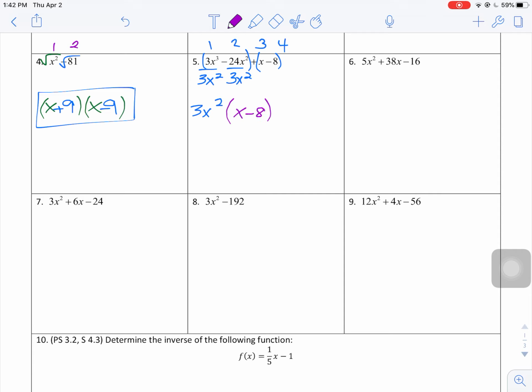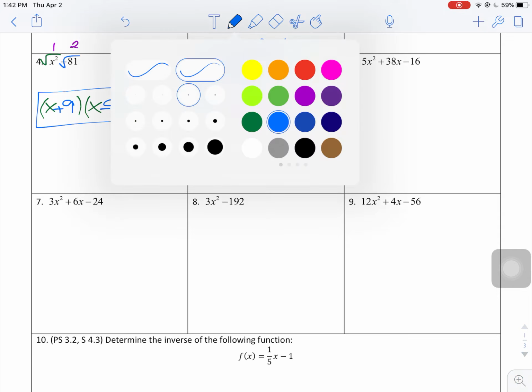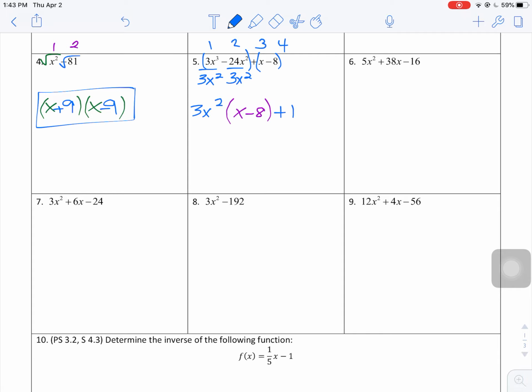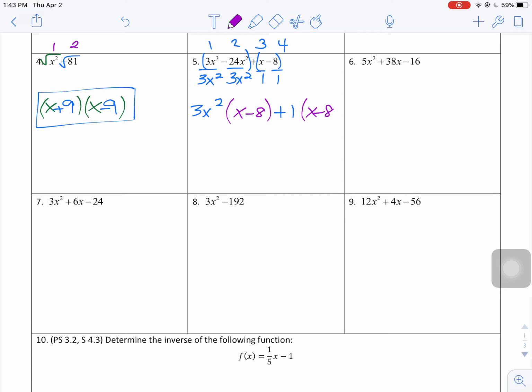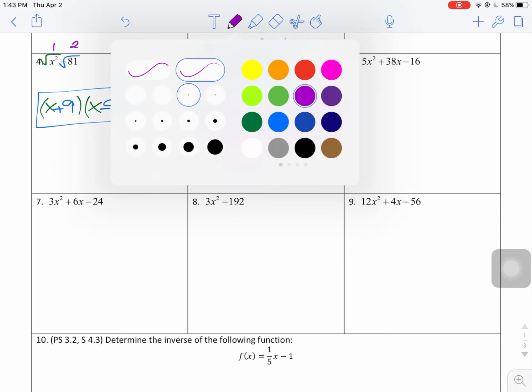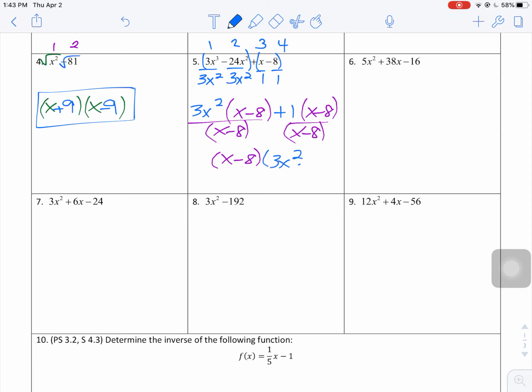Now in the back, this is kind of a unique one. There really isn't a GCF for x minus 8, but for the sake of us having this remain uniform, let's take out a 1. Nothing really changes per se. It's just that if I take out the 1, it's going to make the next step that much easier to see. So basically, those purple x minus 8s match. So we're going to divide out the purple x minus 8 in the front as a GCF, and then we're left with the blue 3x squared plus 1.